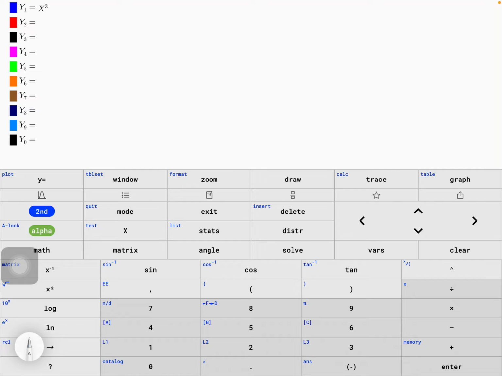And then plus x squared. The x is right up here by the green alpha key. Oops, I went to the wrong spot. Let's clear that out. Go back up. All right, so x squared. And then we want a minus x. And then we do plus 15. And then we press graph.